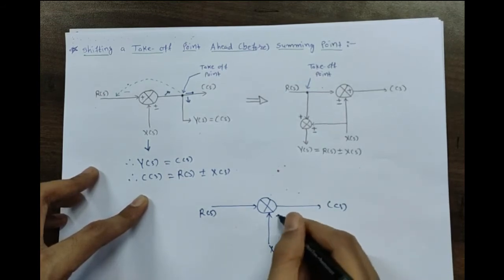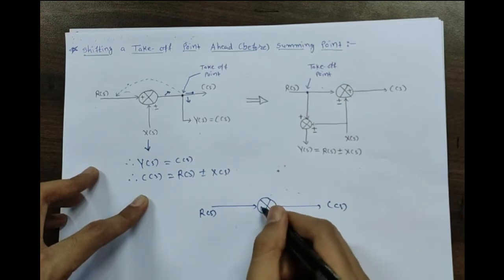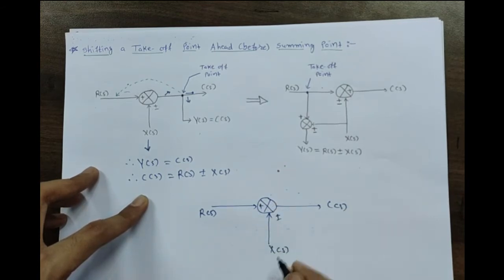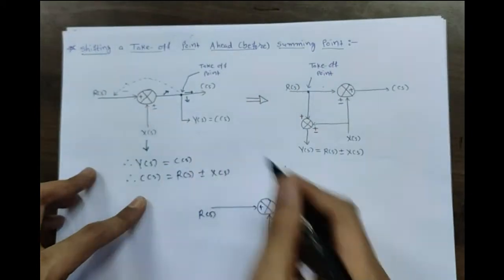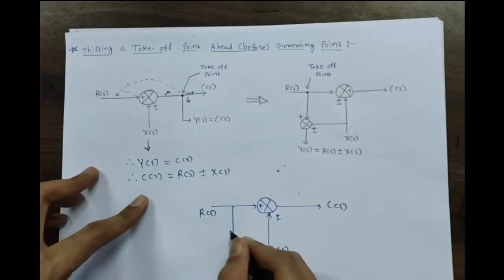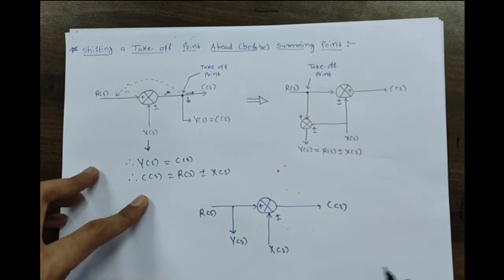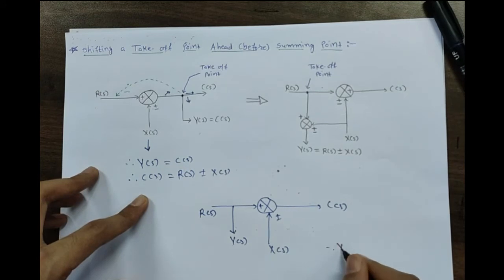x of s plus or minus sign. Don't forget to put the sign right here. Again, we want to shift this takeoff point right here, and that is y of s. Okay, that is it. Now let me write the value of y of s and c of s.